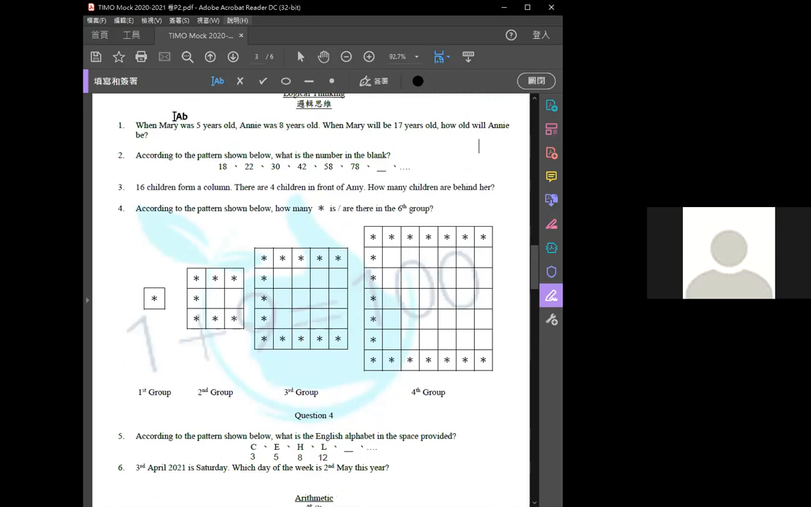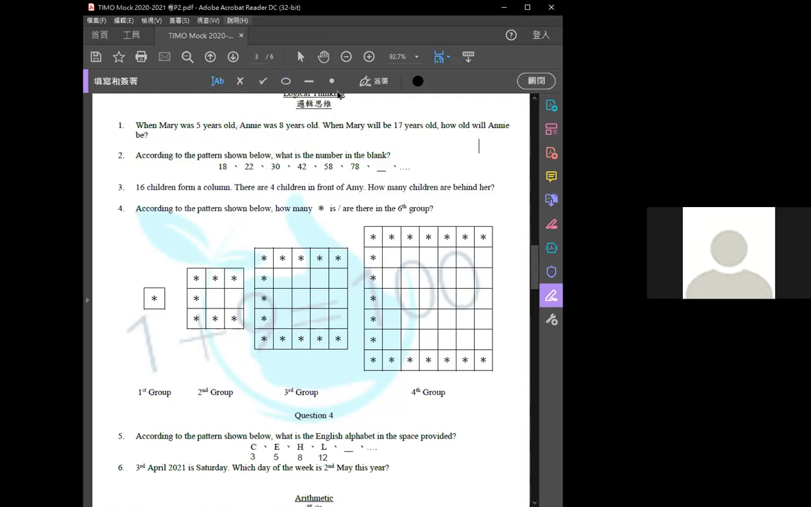Amy is 3 years older. That's the critical part. We need to understand that the difference between them is 3 years. So for example, when Mary is 6, we add 3 to 6, it will become 9, and then the answer is 9. It's like Amy is 9 years old.